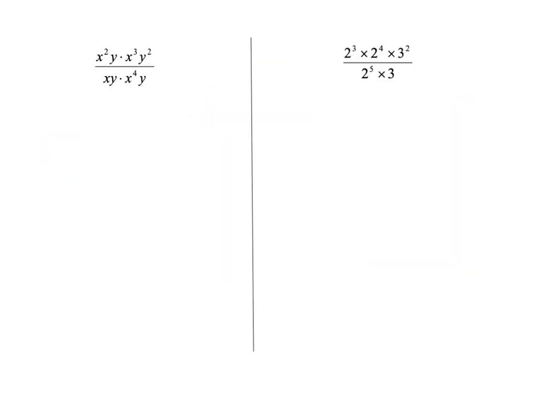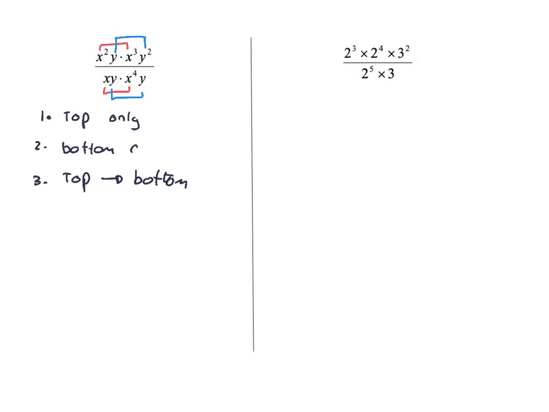Let's have a look at the last two examples. Just a little bit more going on, but still we're looking to apply the same rules as before. So do I have x's? Do I have y's? And actually I have x's and y's on both the top and the bottom. So your choice is up to you how you want to think about it. But what I would do is simplify the top, then simplify the bottom, and then simplify the top with the bottom. So top only, bottom only. Let's maybe make some notes there. Only, and then top to bottom.